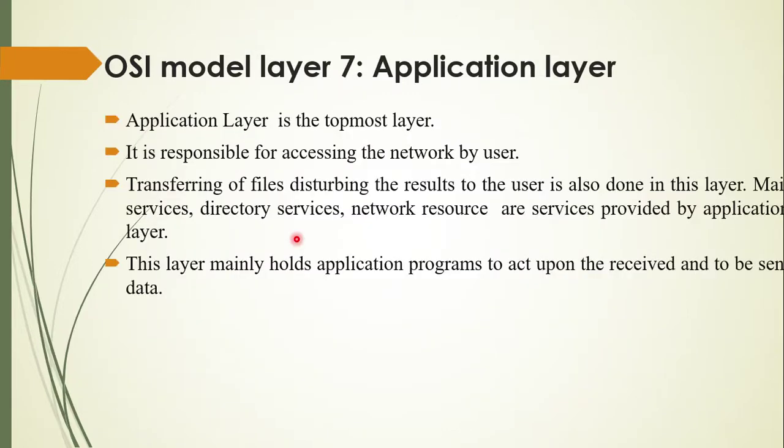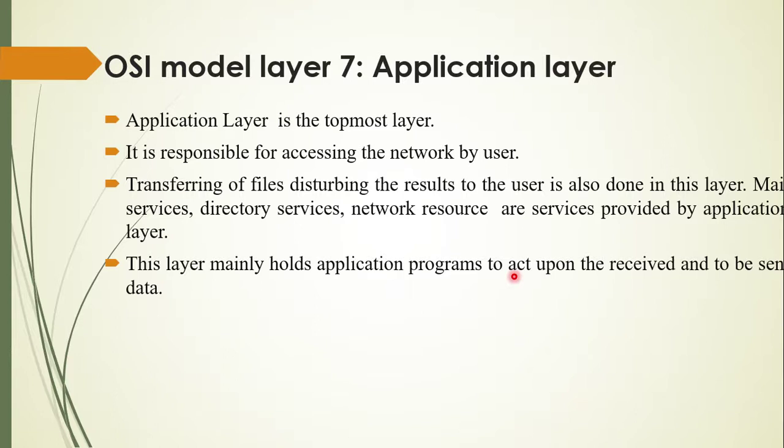And last is the application layer. The application layer is the topmost layer. It is responsible for accessing the network by the user. Transferring of files and distributing the result to the user is also done in this layer. Mail services, directory services and network resources are services provided by the application layer. This layer mainly holds application programs to act upon the received and to-be-sent data. So the application layer is the topmost layer, and it is responsible for accessing the network by the users.